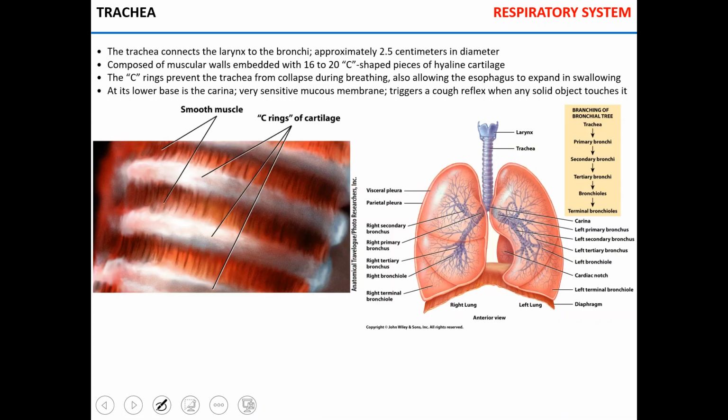Now, trachea is about 2.5 centimeters in diameter, and it is composed of hyaline cartilage and the muscle called trachealis muscle that allows the trachea to expel mucus when the tracheal mucosa is irritated by some kind of dust particle that gets stuck in the trachea. So trachea does not collapse because of the cartilage that is found in its wall.